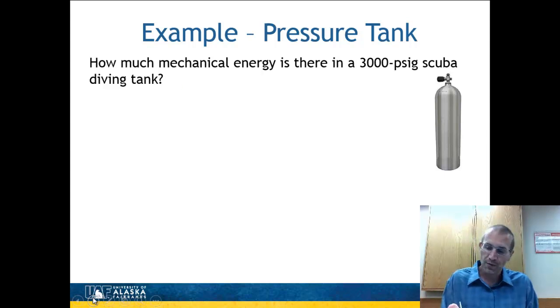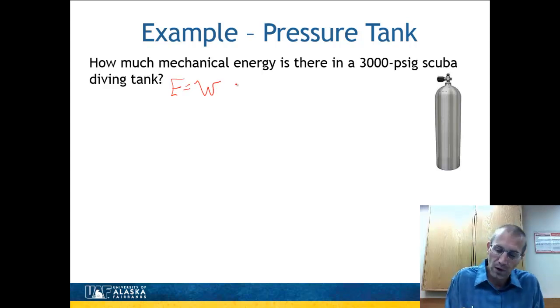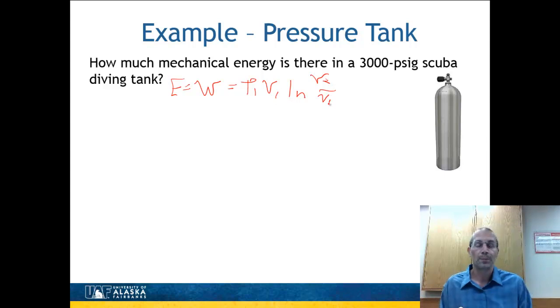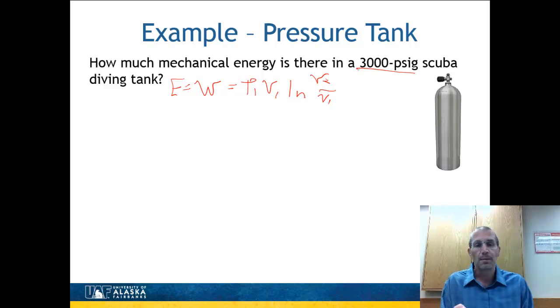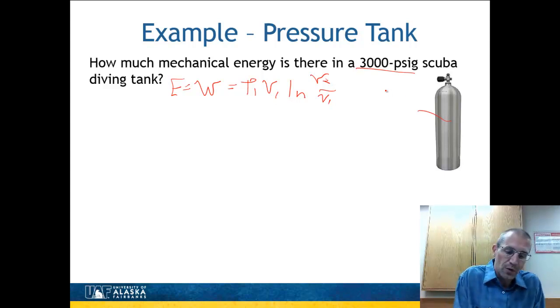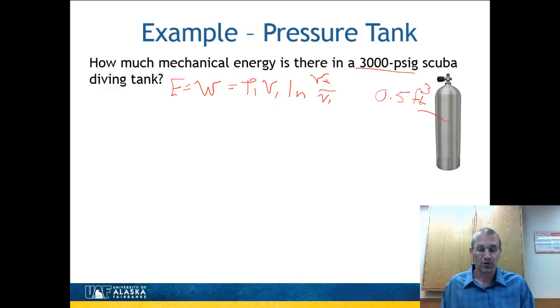Okay, what we just saw from the previous derivation is that the energy associated here would be the mechanical work, which is P1 V1 natural log of V2 over V1. So what I need to know in this problem are the initial and final volumes and the initial pressure. I'm explicitly given the initial pressure, but I'm not told anything about the volume. So I would need to know what that is. Well, I used to be a scuba diver, and the volume of a scuba diving tank is about half a cubic foot. So that is the initial volume.